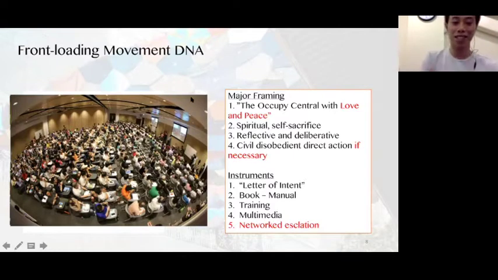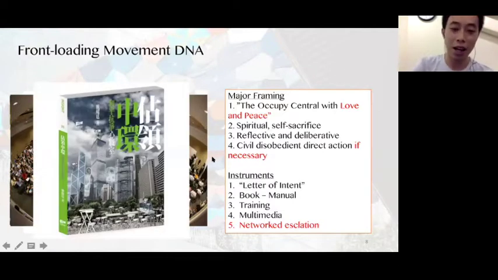We never have such a group discussion culture in Hong Kong that people will sit together for 5 hours and try to discuss civil disobedience. So going back to the instruments, other than the letter of intent, there is also a manual. This book is written by the founder of the Occupy Central Movement.